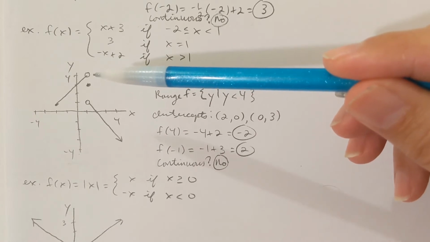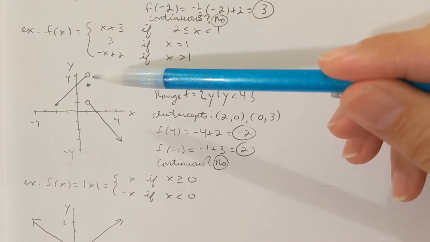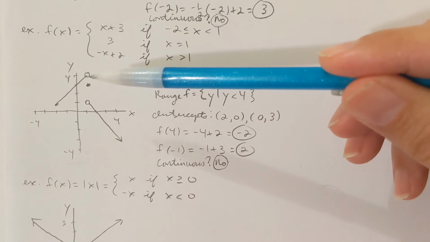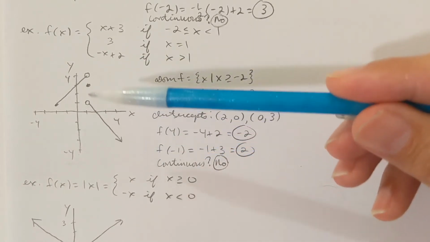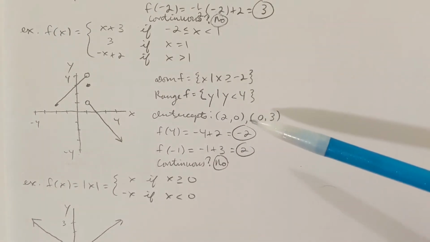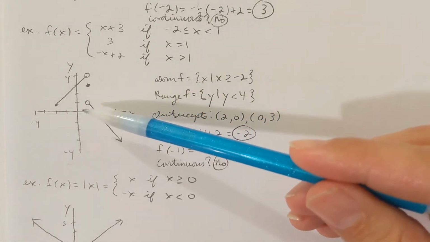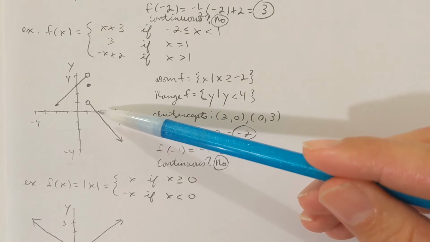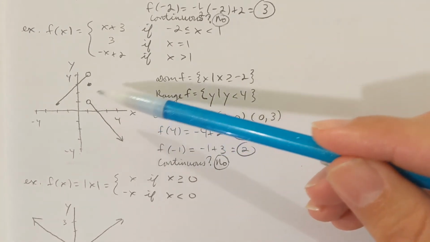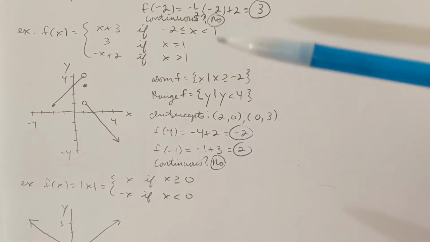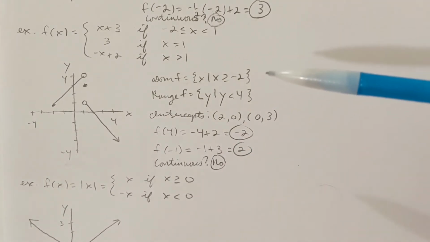1, 4 is not on the graph. Anything less than 4 is going to be included on the graph there. The intercepts, there are 2 of them. They're at (2, 0) and (0, -3), where the graph crosses the x or y axes.